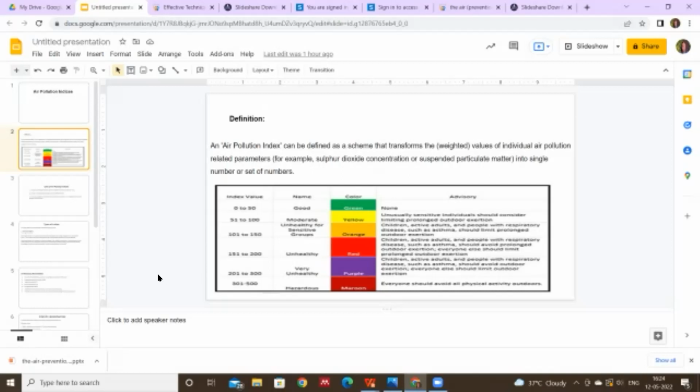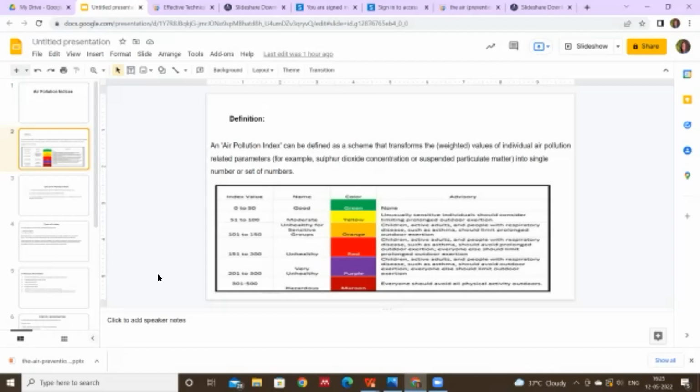बट इंडेक्स व्हॅल्यू जर 51 to 100 झाली दॅट मीन्स द मॉडरेट अनहेल्दी फॉर सेन्सिटिव्ह ग्रुप्स. आता हे कोणासाठी झालं जे ऍडल्ट आहे. ओके. जे सेन्सिटिव्ह लोक आहे ज्यांना अस्थमाचा प्रॉब्लेम आहे ज्यांना लंग्स डिसीजेस आहे अशा लोकांना दिस इज index value shows that it is not convenient for that person. That is atmospheric conditions, it is not suitable for that person. And it is indicated that yellow color. Unusually sensitive individual should consider limiting prolonged outdoor exertion.